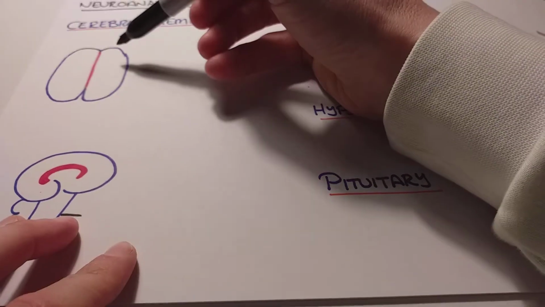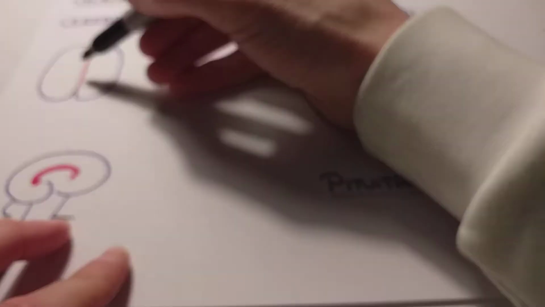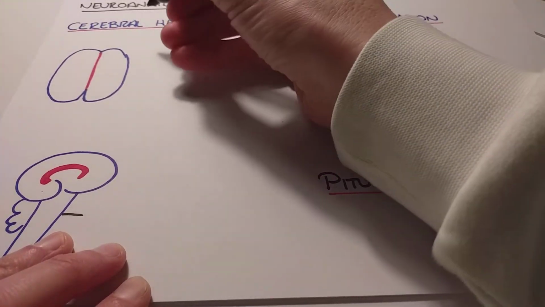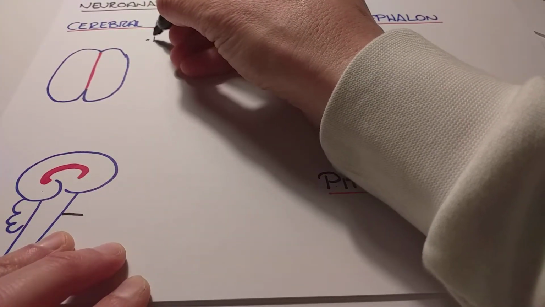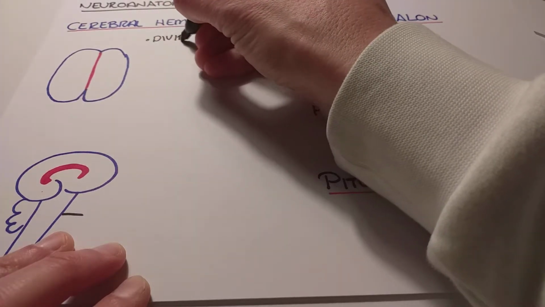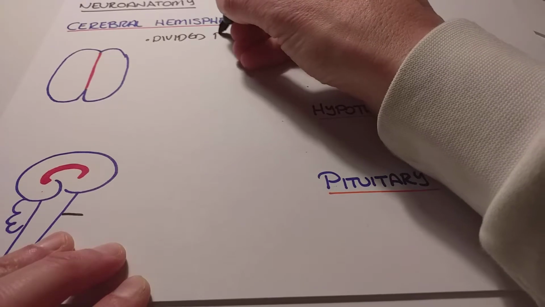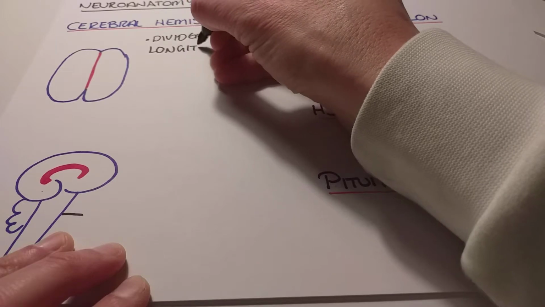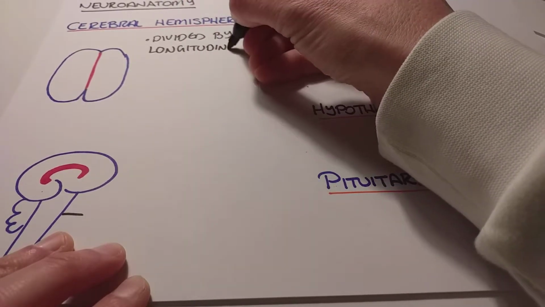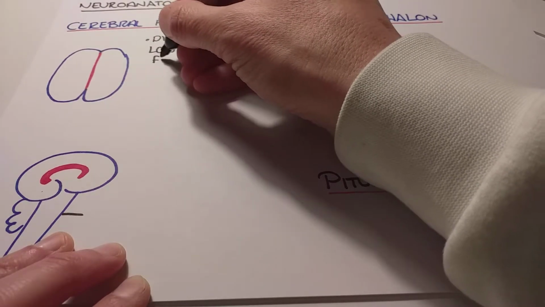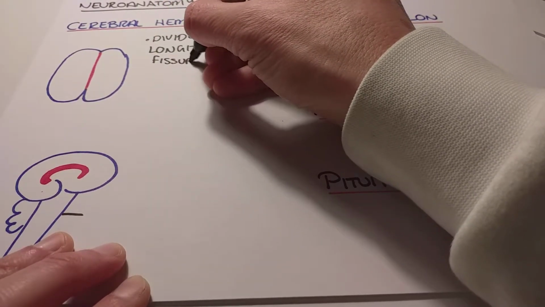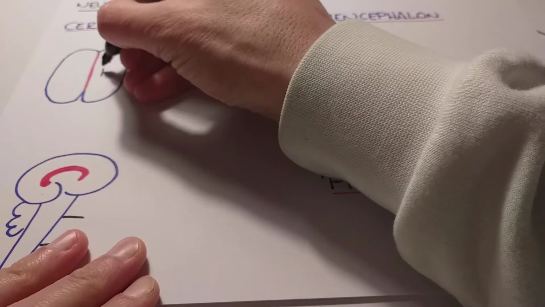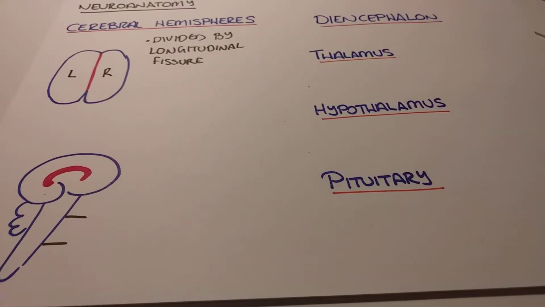It's split in half with this red line, which is called your longitudinal fissure. It is divided by the longitudinal fissure into right and left hemispheres.